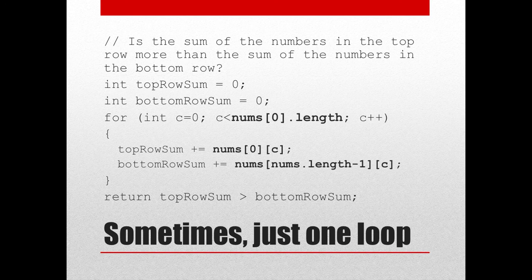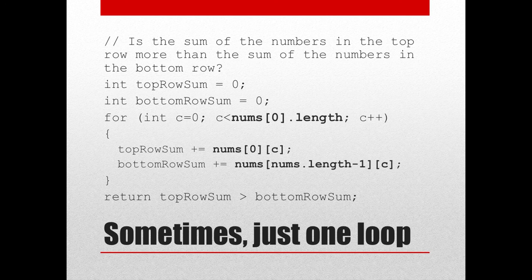So I say top row sum plus equals nums bracket 0 bracket c. Notice in my for loop, I don't even have an r for loop. I'm just looping through the columns. And remember, the number of columns is nums bracket 0 dot length. So look at that first line. Nums bracket 0 means I'm always in row number 0. That's the top row. And then c is changing which column, so I'm going to go to 0, 0, then 0, 1, then 0, 2, then 0, 3, then 0, 4. That's going to get me all the elements in the top row. I add them all together, and top row sum will be the sum of all the things in the top row.